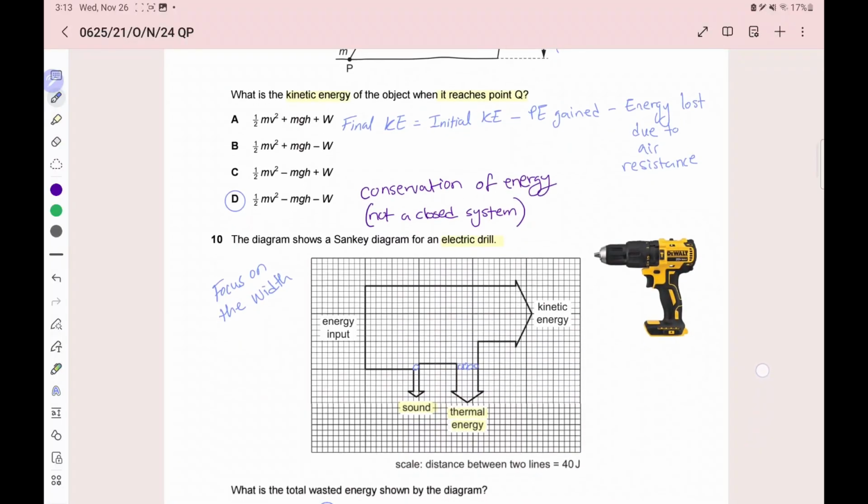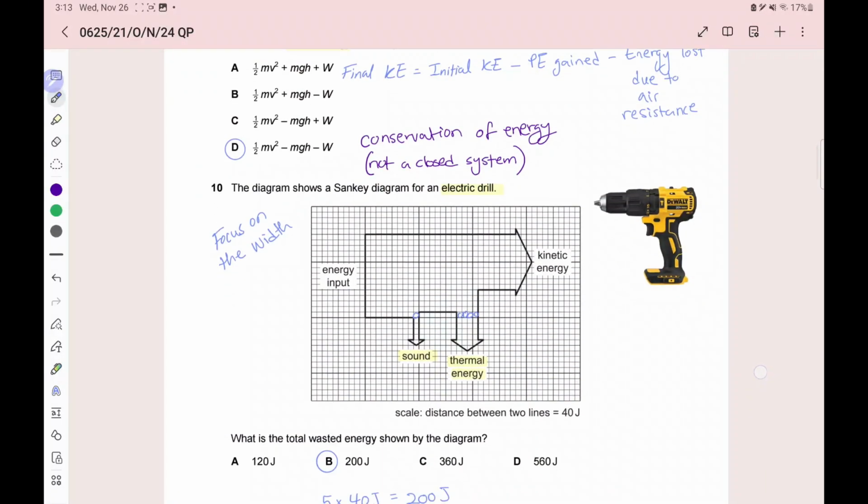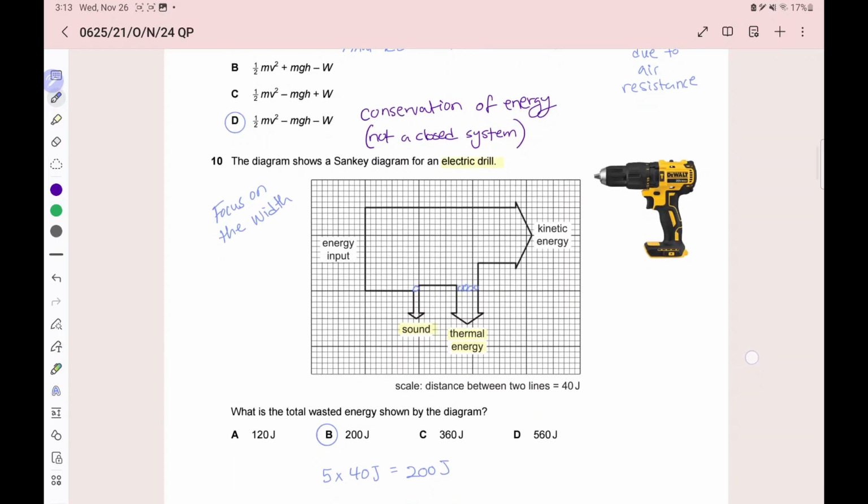And finally, for this video, question 10, or at least part 1, the diagram shows a Sankey diagram for an electric drill. I placed an image in case you didn't know what an electric drill is. What is the total wasted energy shown by the diagram? So first step is identify which energy is the wasted one. That would be sound and the thermal energy, because we do need the kinetic energy with this drill. It could be different if they didn't ask for an electric drill and they asked for something else, so you just have to be careful.